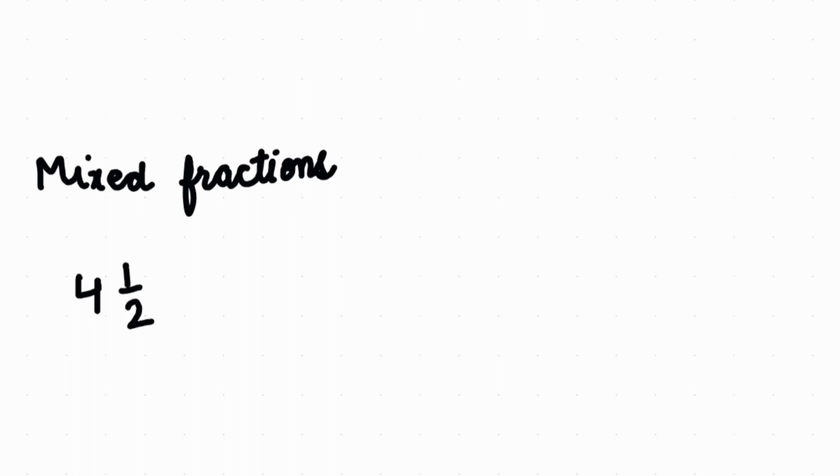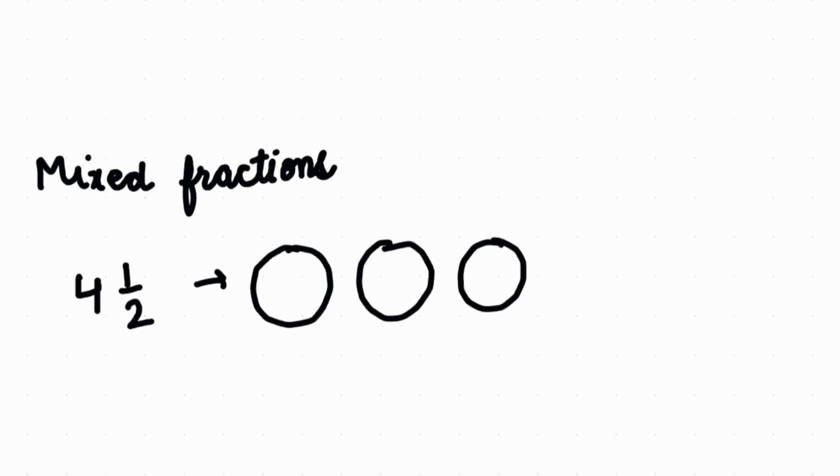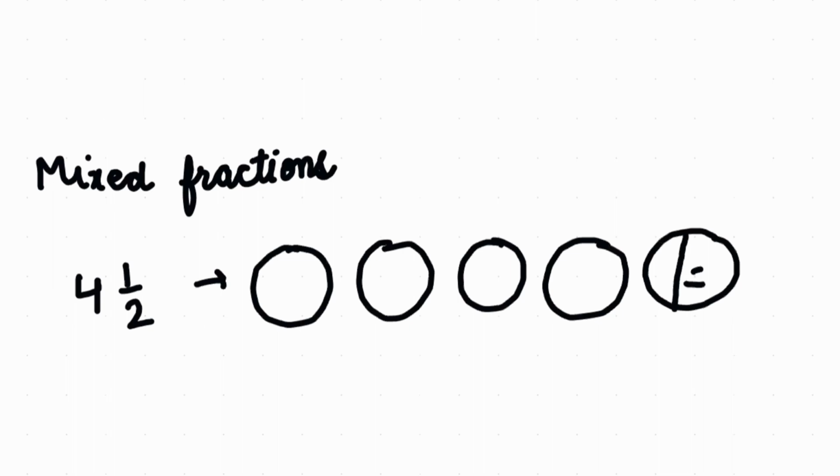Now, it is given 4 is to 1 by 2. We understand this as 4 complete pizzas, and from the next pizza, if you eat the half part, that is said as 4 is to 1 by 2. It means 4 whole pizzas, and from the next pizza, if you eat 1 by 2, the half part, then that is called a mixed fraction. A combination of a whole number and a normal fraction is called a mixed fraction.